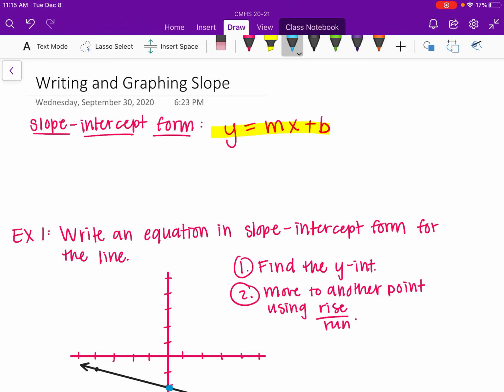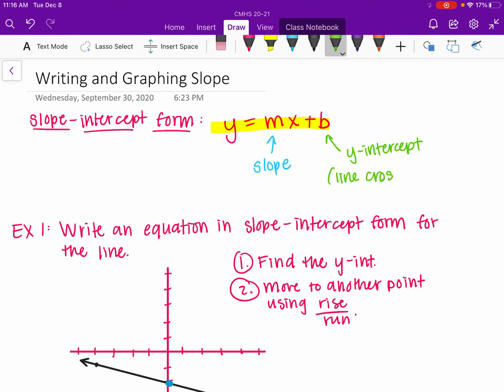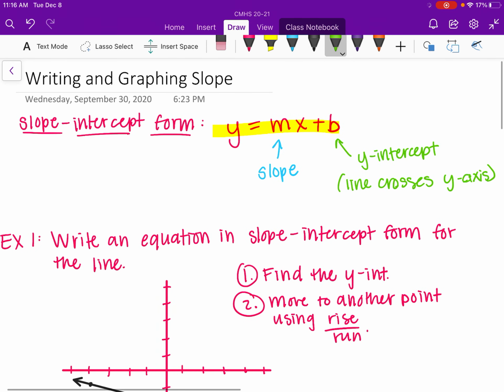It is slope-intercept form, so the important things are going to be the slope and the intercept. m, we learned yesterday, represents slope. So m is the slope. The b is the intercept, the y-intercept. The y-intercept is where the line crosses the y-axis. And remember, that's the up and down one. So where will the line cross the y-axis? That is where the b goes.